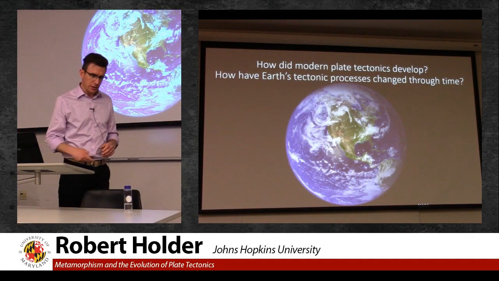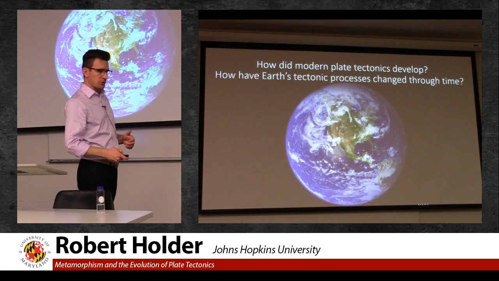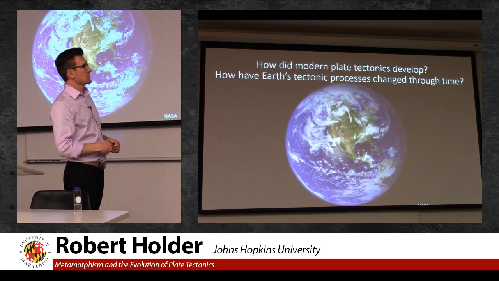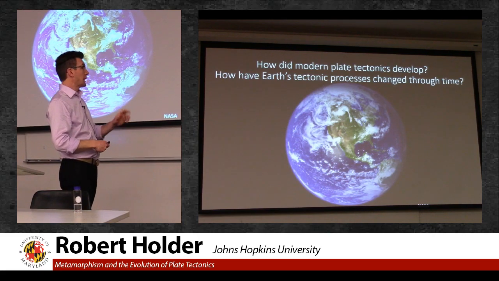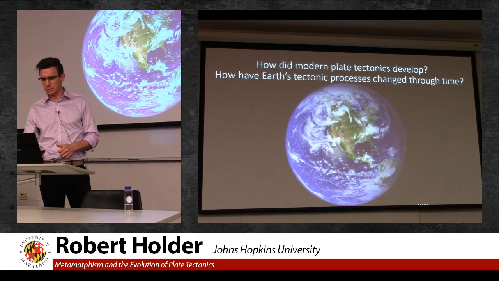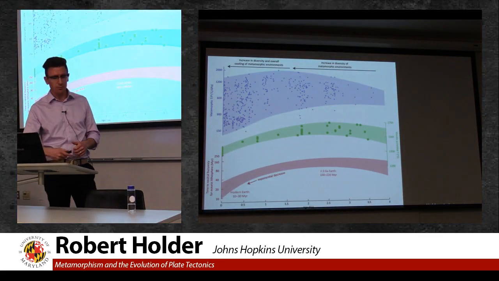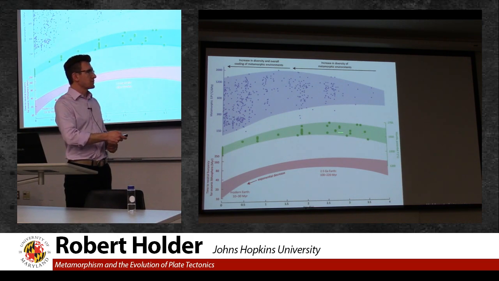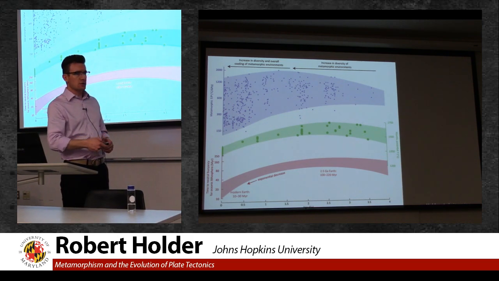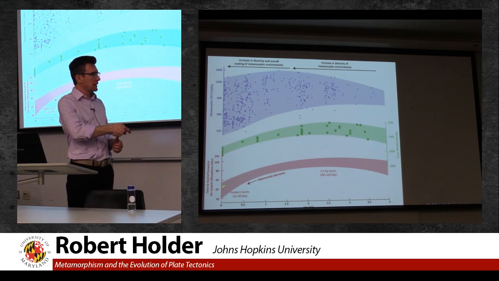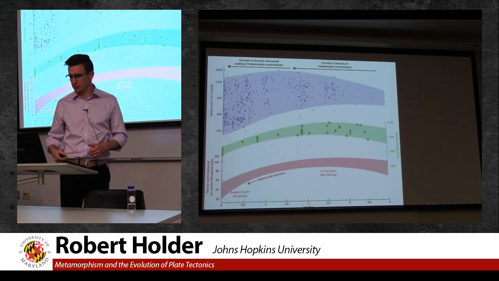So those are some observations and some interpretations and hypothesizing based off of those. So I want to get back to these questions now of how did modern plate tectonics develop, and how its tectonic processes possibly changed through time. Now I've shown you some observations of the metamorphic data, somewhat observations and somewhat calculations of mantle potential temperature, and then how those might relate to changes in the buoyancy of the oceanic lithosphere through time.